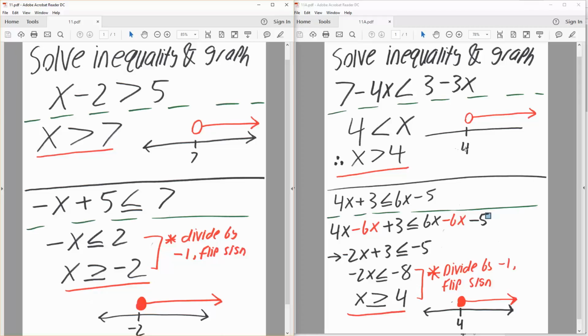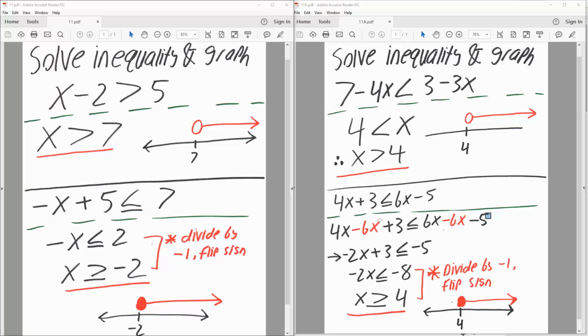So we have 4 here, it's x is greater than 4, so it's a not filled circle, and it's going to go this way. So we can actually try an example. So 5 is included in this graph. If I plug in 5, we'll see if this statement is true. 7 minus 20 means minus 13. 3 minus 15 is negative 12. So negative 13 is less than negative 12. And so that's a correct statement.